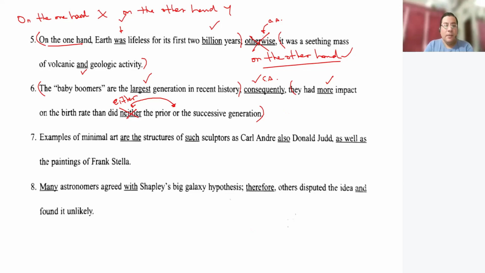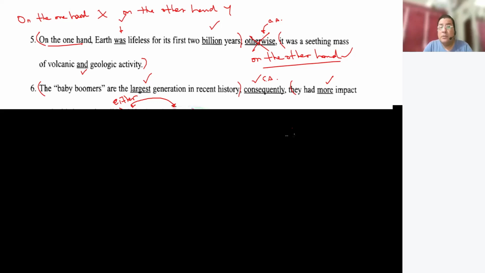Let's continue with number 7. Examples of minimal art are the structures of such sculptors as Carl Andre, also Donald Judd, as well as the paintings of Frank Stella. Okay, here we need to see something. That examples of art are the structures, yeah, looks fine because there's agreement between subject and verb. So this one's correct. We have such sculptors. We use this to exemplify such sculptors as number 1, number 2, etc.